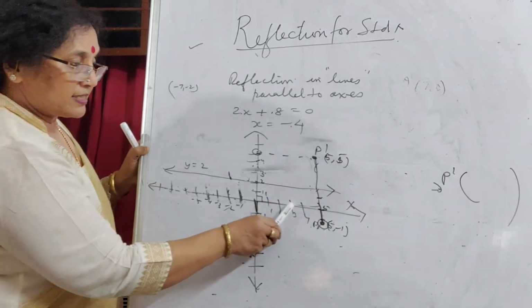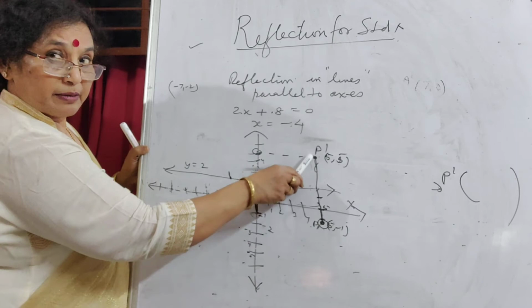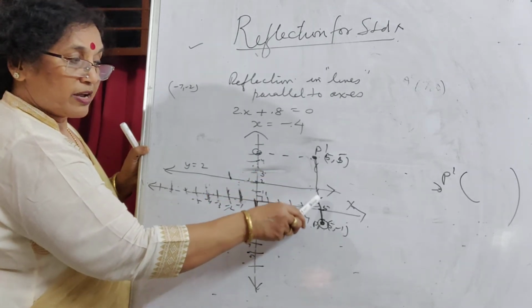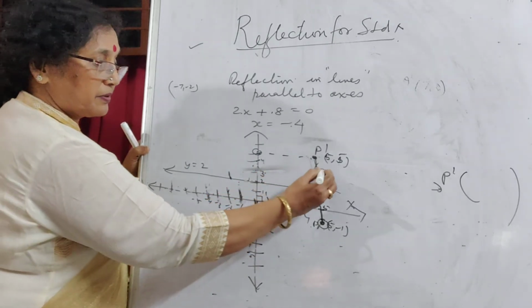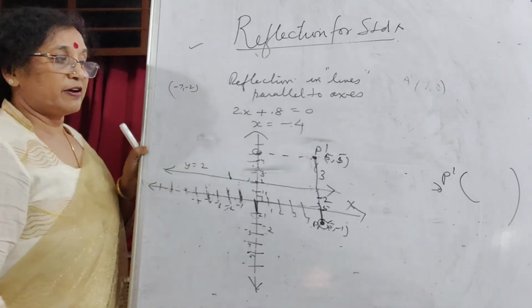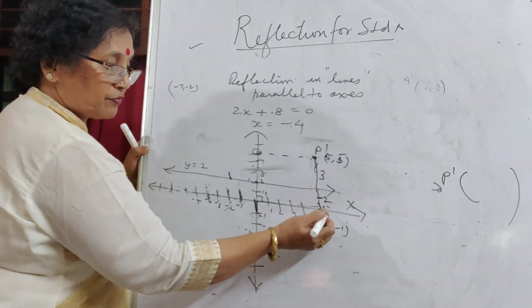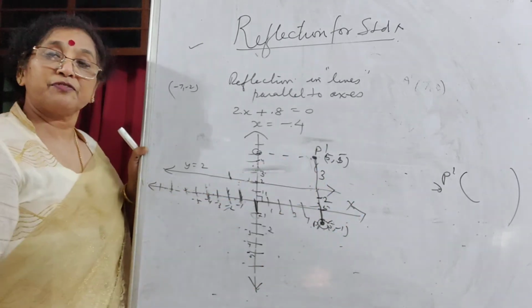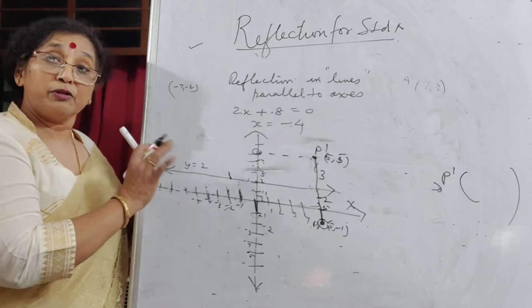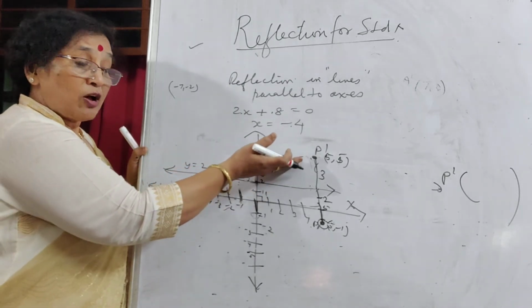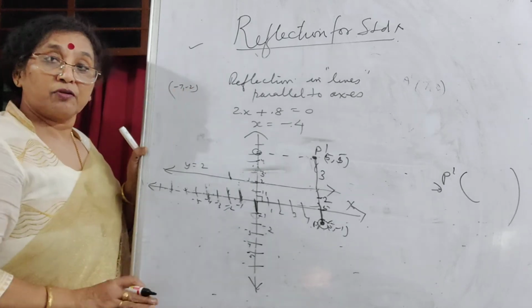You can read also. This is the x-axis. This is 3 already, the object image distance. And this is 2 because y equals 2. So 2 plus 3 is 5. Therefore, coordinates you have to measure from the x-axis and y-axis, not from the mirror. For distance, object distance and image distance, it is from the mirror, not from the x-axis.